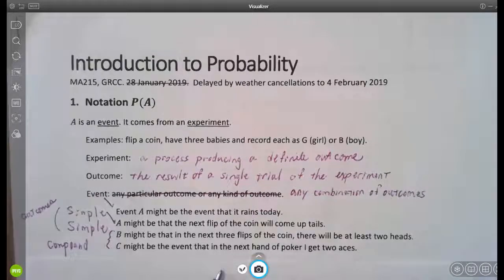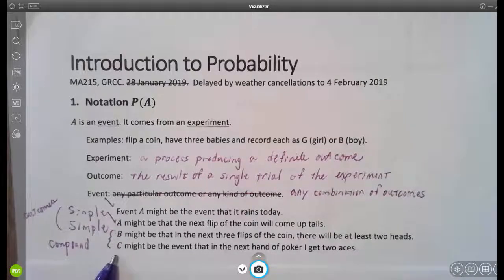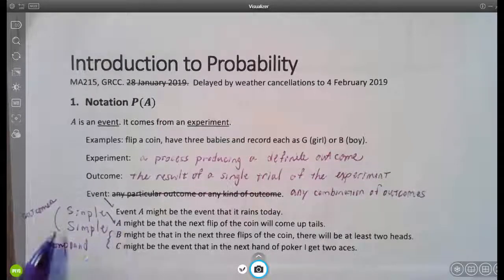C might be the event that on the next hand of poker I will get 2 aces. That's definitely a compound event. For those of you who know the game, realize that there are many, many ways you could get a poker hand that has 2 aces in it. And therefore, those are compound events. They are not simple outcomes. These first 2 are simple events, also known as outcomes.